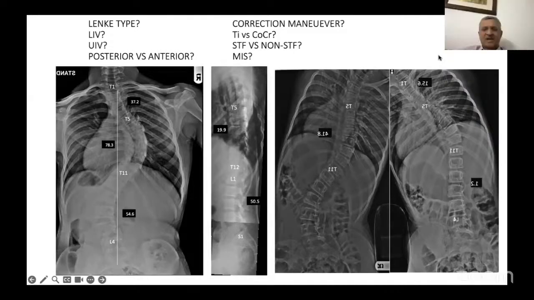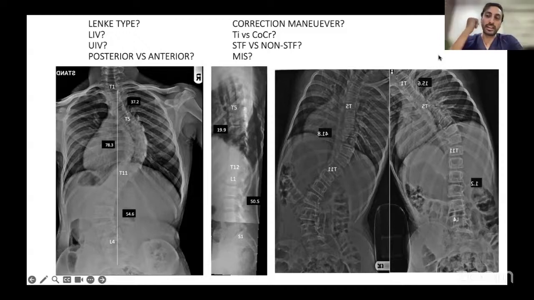Same. I'll use the cobalt chromium rod and give maximum kyphosis to correct. Put the concave rod first, do the derotation if necessary, depending on the curve, derotation usually, and then cantilever the convex rod.